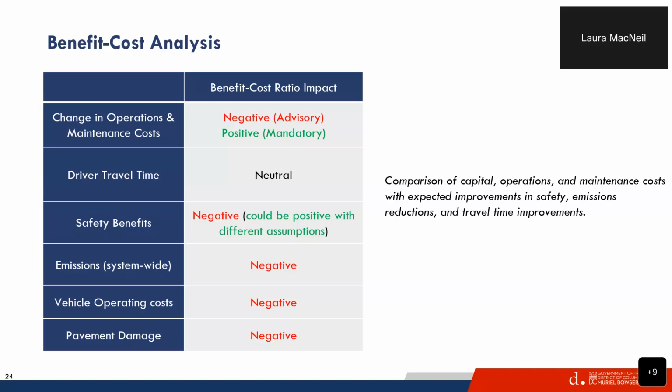Yeah. I'll let Stephanie speak to this, but my understanding is that the pavement damage is purely a factor of the additional VMT for staying on the truck routes. It may not take into account the different construction methods for local streets versus North Capitol, say.